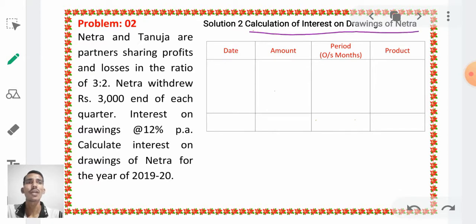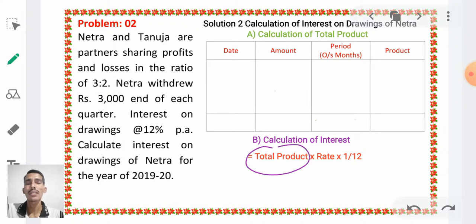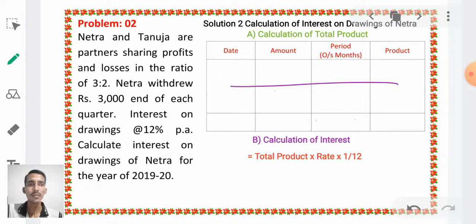Calculation of interest on drawings of Netra. Right. Next, as we know, we solve this in two steps. One step is the calculation of total product, and the other is the calculation of interest. In interest, the formula is total product into rate into 1 by 12, but there is no total product given in the problem, therefore we have to find out the total product from this format.